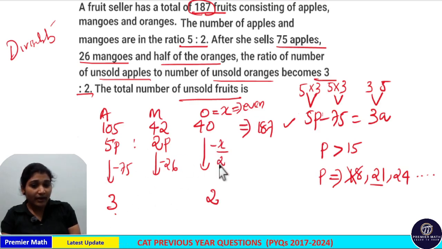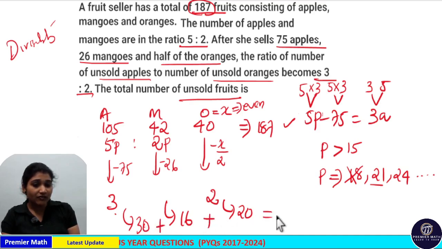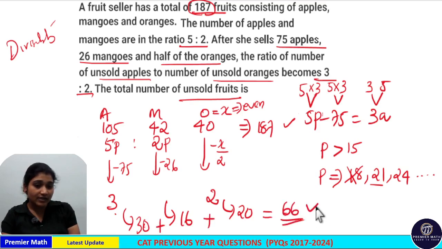Here 40 minus 20 becomes 20, and 42 minus 26 becomes 16, and 105 minus 75 becomes 30. Here 30 is a multiple of 3, 20 is a multiple of 2, which is correct. So the total number of unsold fruits is equal to 30 plus 16 plus 20, which is equal to 66, which is the correct answer.